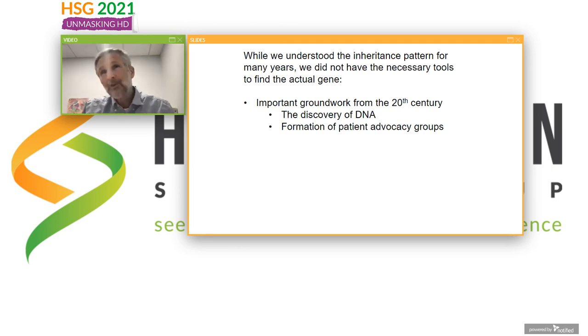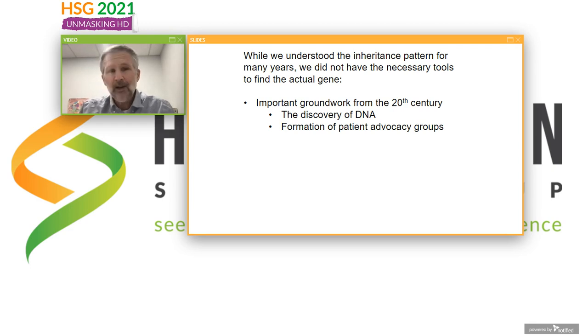And so we've actually understood this inheritance pattern. Even though we hadn't discovered the gene for Huntington's, this inheritance pattern was fairly well recognized for many, many decades before we had the gene. And so understanding this, we understood how it was passed in families, but we did not know the actual details of what the gene was or what the actual mutation was in the gene.